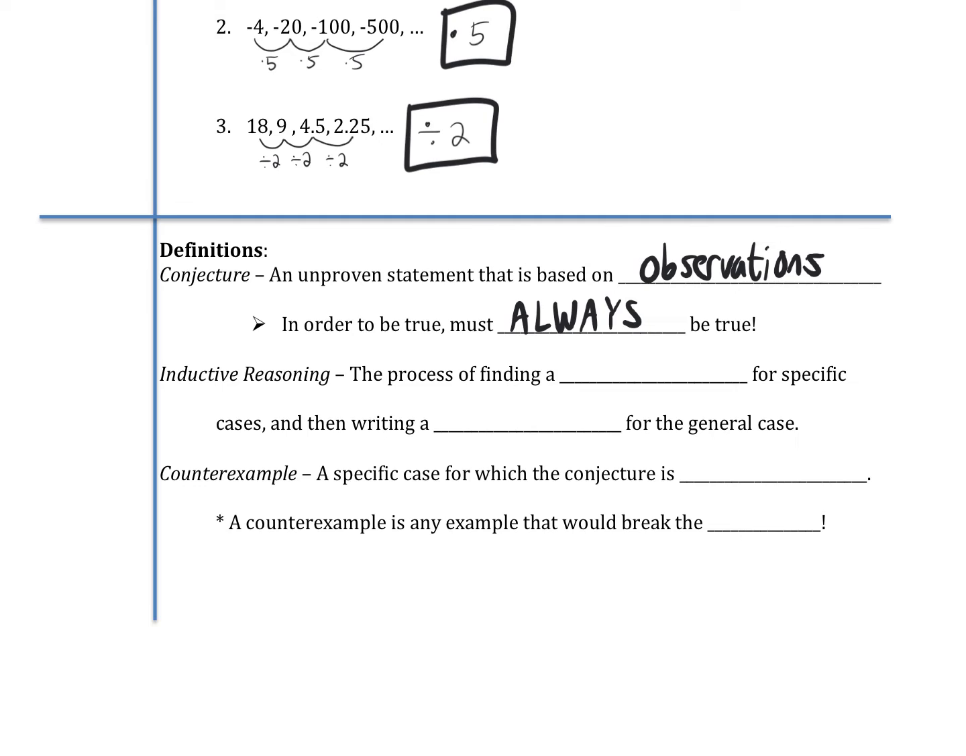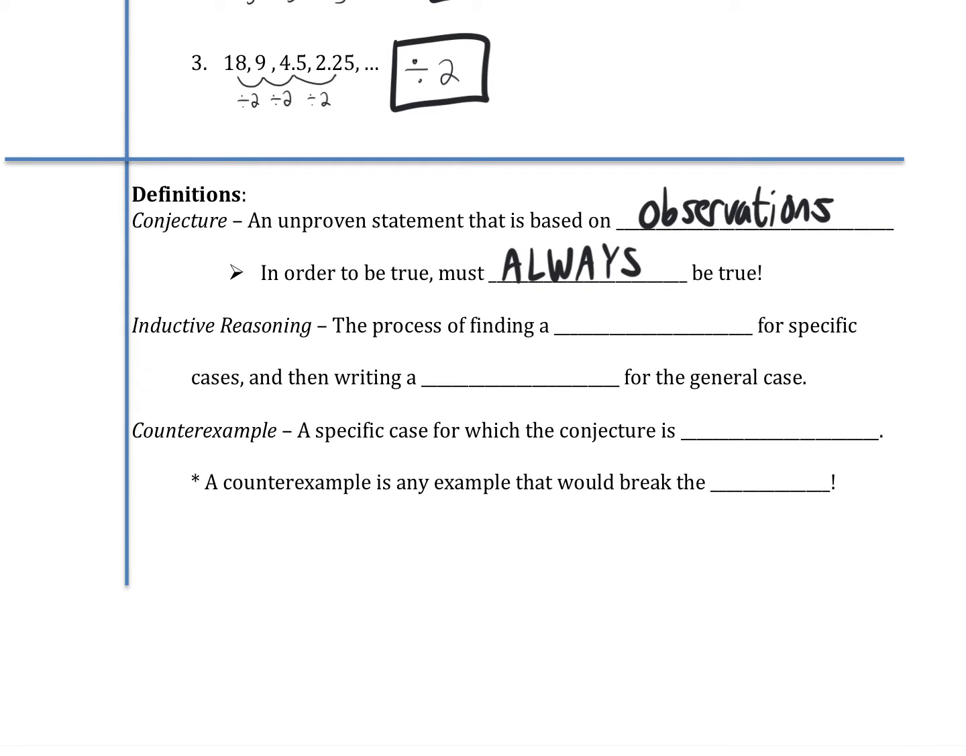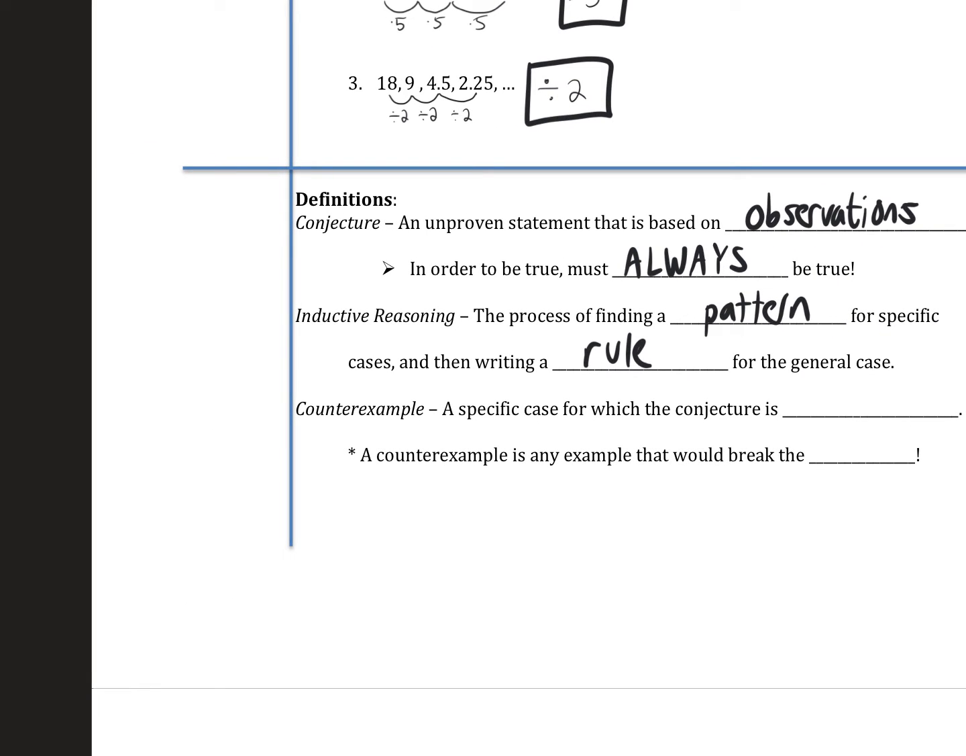All right, inductive reasoning. You may have heard there's inductive reasoning and there's deductive reasoning. We'll talk about both of those here. So inductive reasoning is the process of finding a pattern for specific cases, and then writing a rule for the general case. So inductive goes from specific to general. Use a specific case to write a general rule.